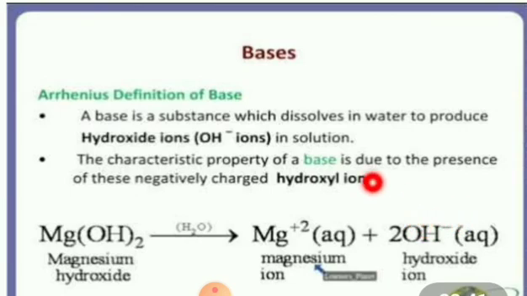Do you follow, students? For example, this is magnesium hydroxide. This magnesium hydroxide dissolves in water. H2O is water. That magnesium hydroxide releases magnesium ion and hydroxide ion. So this type of dissolution is called a base. Do you follow, students? So the characteristic property of a base is due to the presence of the negatively charged hydroxyl ion. Only this is the negatively charged hydroxyl ion.